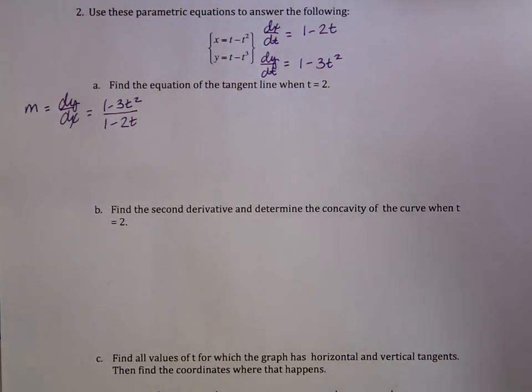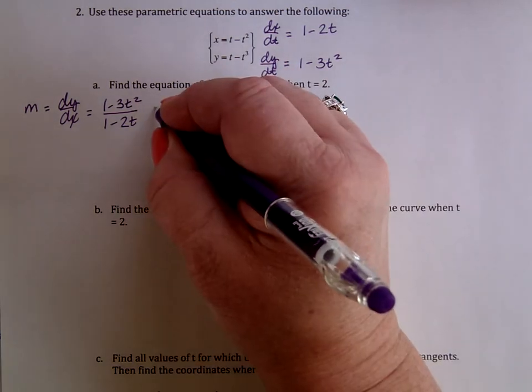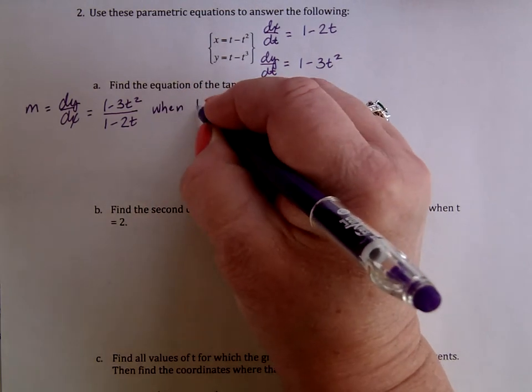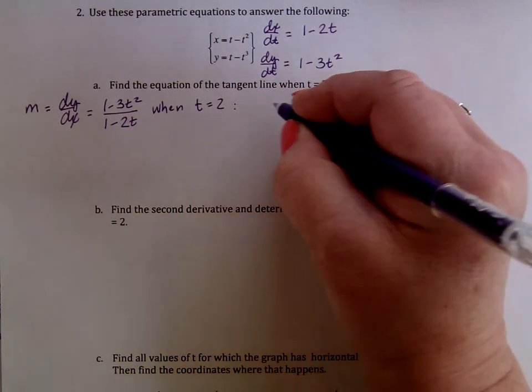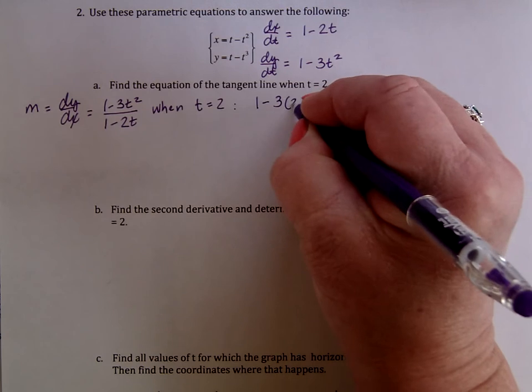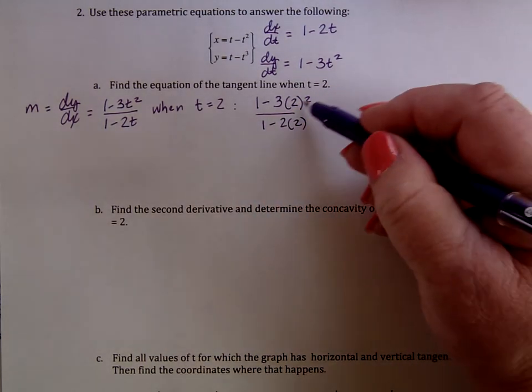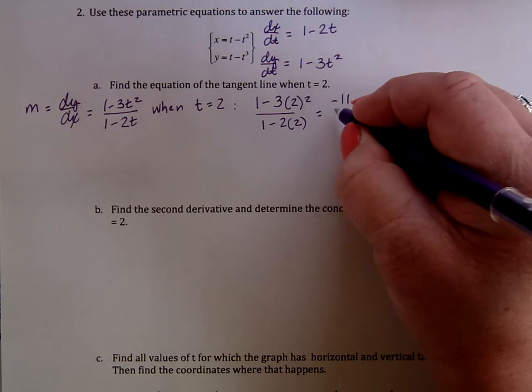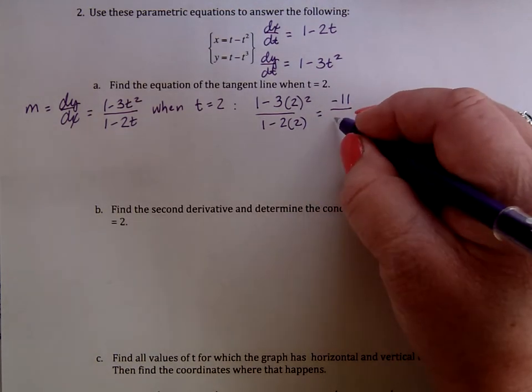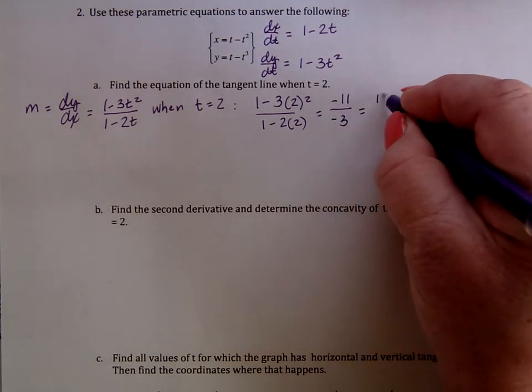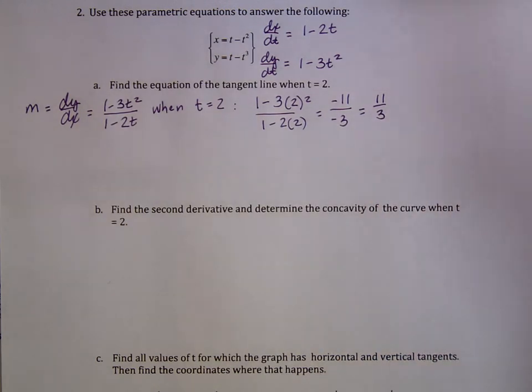When t is 2, well, they gave me a t value for this, so that's awesome. I didn't have to do the extra work of finding that. So when t equals 2, what would that look like? 1 minus 3 times 2 squared over 1 minus 2 times 2. And I get 12. 1 minus 12 is negative 11. I get 4. 1 minus 4 is negative 3. Gives me 11/3. And I think that's great.